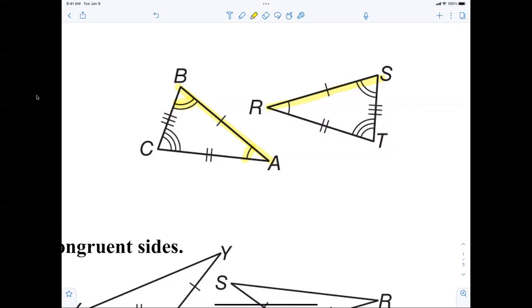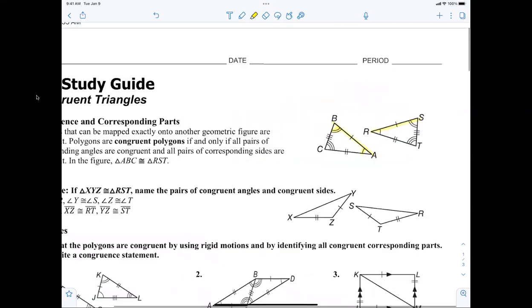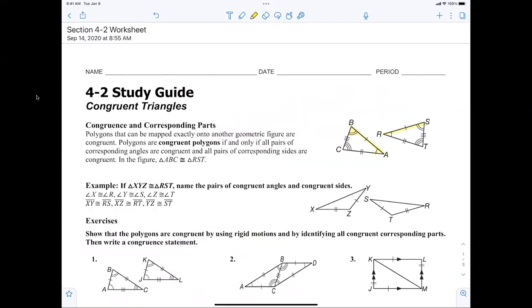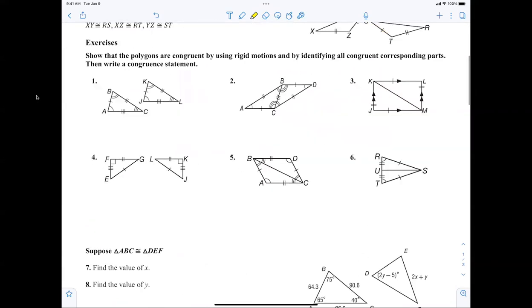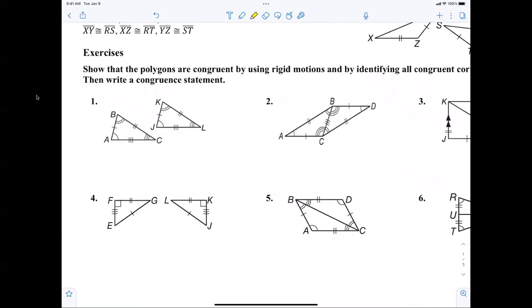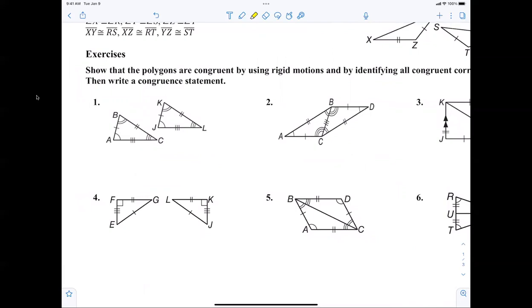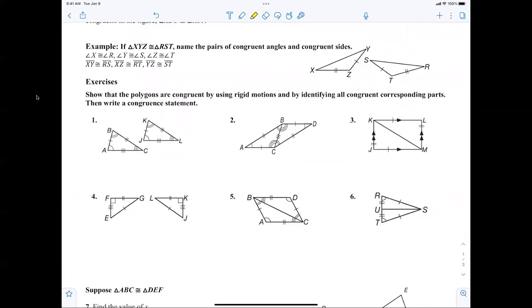Now that I feel like you understand that, I did a great job on that explanation. So let's look at 1, 2, 3, 4, 5, 6 real quick, before we go into the proofs. Show that the polygons are congruent by using rigid motions and by identifying all congruent corresponding parts, then write a congruent statement. Okay, so rigid motion just means this.